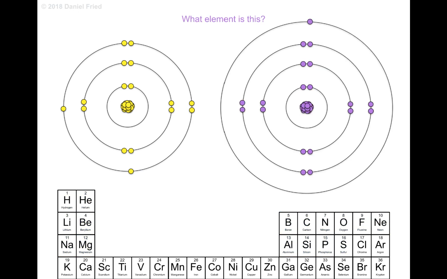There's a lot of other practice we can do here, and I would encourage your students to practice all the elements. That's part of the homework for this lesson. But let's just take this crazy element here. It looks crazy. It looks really big. And let's try to figure out what element that is.